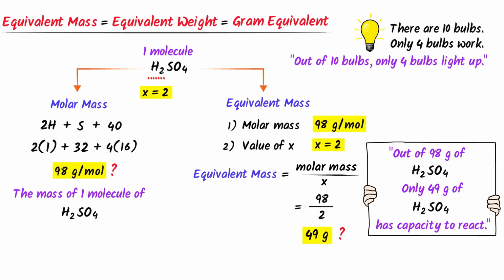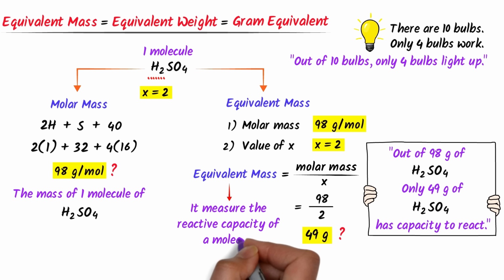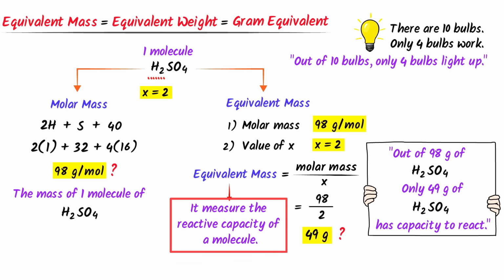Therefore, we define equivalent mass as it measures the reactive capacity of a molecule in grams. So remember that molar mass shows the mass of 1 mole of a molecule, and equivalent mass or gram equivalent shows the reactive capacity of a molecule in grams.